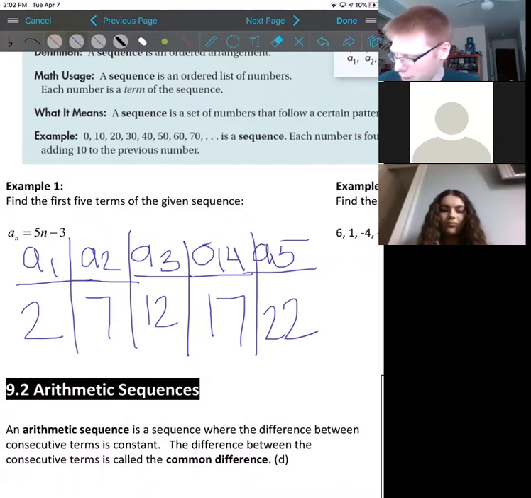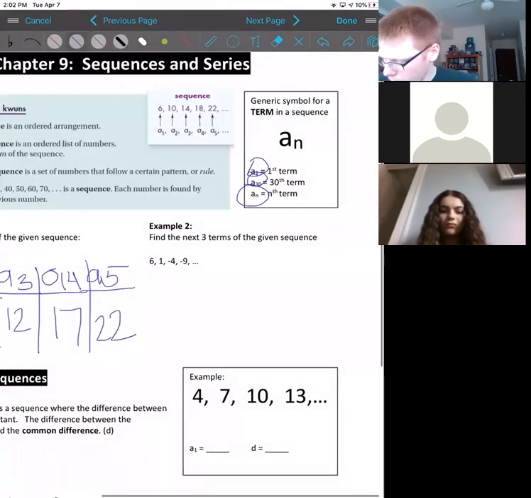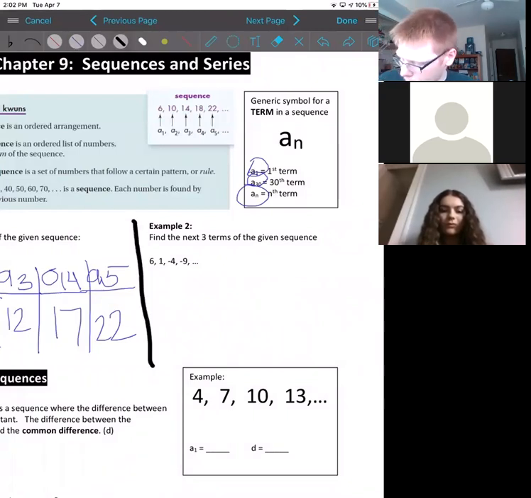I'm going to go through the second example a little bit quicker, but same idea. They want us just to find the next 3 terms. First, you're trying to figure out what it is doing from one term to the next. It's getting smaller. For this section, we're going to be looking at arithmetic, so it's either going to be adding or subtracting something.